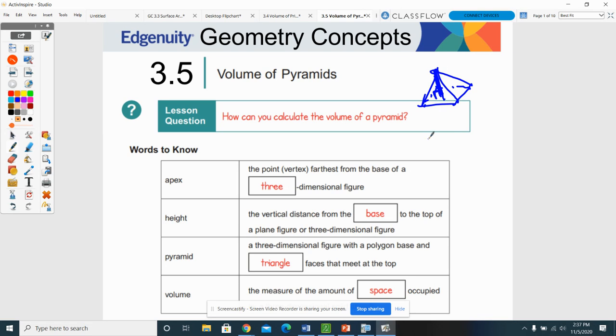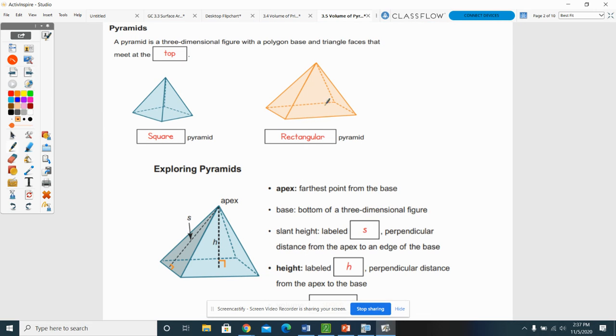So we talked about square pyramids and rectangular pyramids. You could even have a pentagonal pyramid if you wanted. And volume is how much space is inside the figure. So here's a 3D shape again. All the triangles will meet at the top. This is a square pyramid because the base is a square, and this is a rectangular pyramid because the base is a rectangle. We talked about this apex, that's that point right up here.